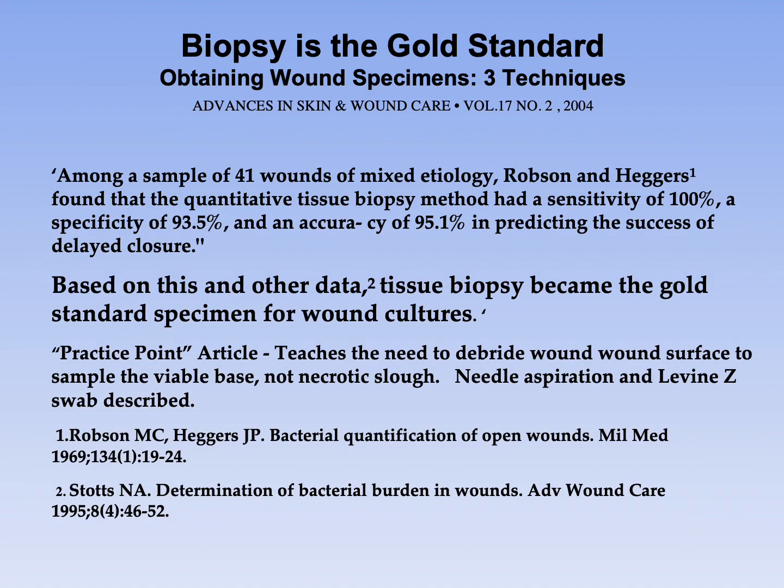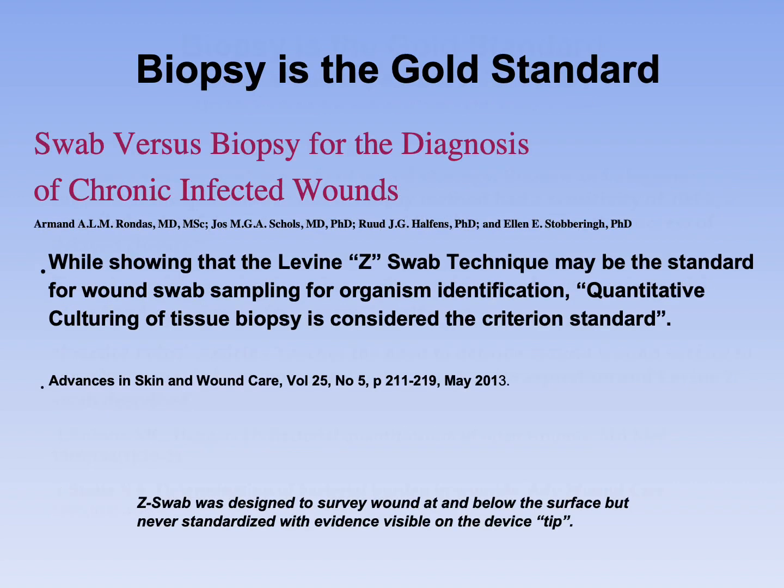This Practice Point article from 2004 is based on references from two peer-reviewed research studies by Robeson and Stotts. It concluded that the gold standard in organism identification with culture should be tissue biopsy, and that it is key that the wound should be debrided of slough and necrotic debris prior to sampling the wound base.